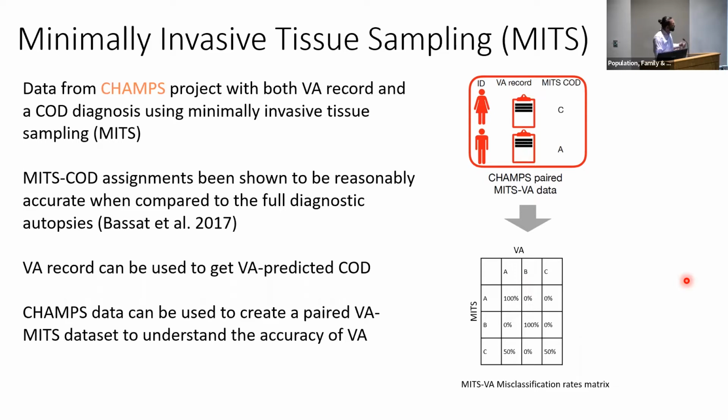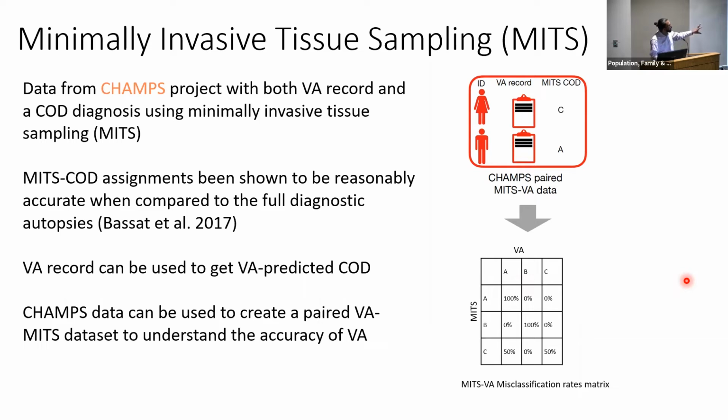It may have its own set of issues, but for our purpose, because the CHAMPS project had data in Mozambique, and it's definitely more comprehensive than the VA, we wanted to use the MITS data to understand how accurate the VA really is. So what we did was we paired up the MITS cause of death and the VA predicted cause of death within the CHAMPS cases. So now we have a much smaller paired data set compared to the much bigger VA-only data set. And from this data set, we looked at, within each cause category, what proportion of those cases are correctly specified by the VA.